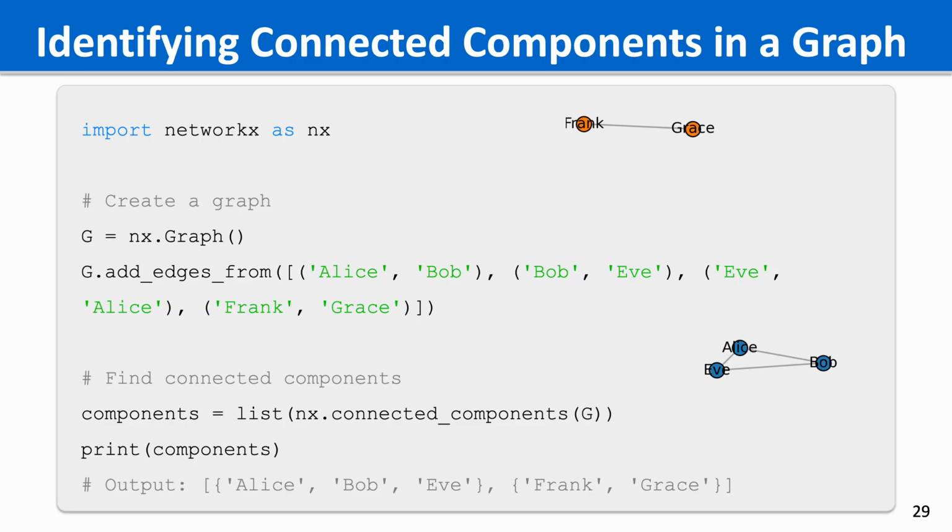This example demonstrates how to find connected components using NetworkX. Here, we have a graph with two distinct clusters of connections. The nx.connected_components function identifies and returns these as separate sets. For instance, the first set contains Alice, Bob, and Eve, while the second set is Frank and Grace. Think about how this applies to real life, like finding isolated communities or subnetworks in a larger ecosystem.